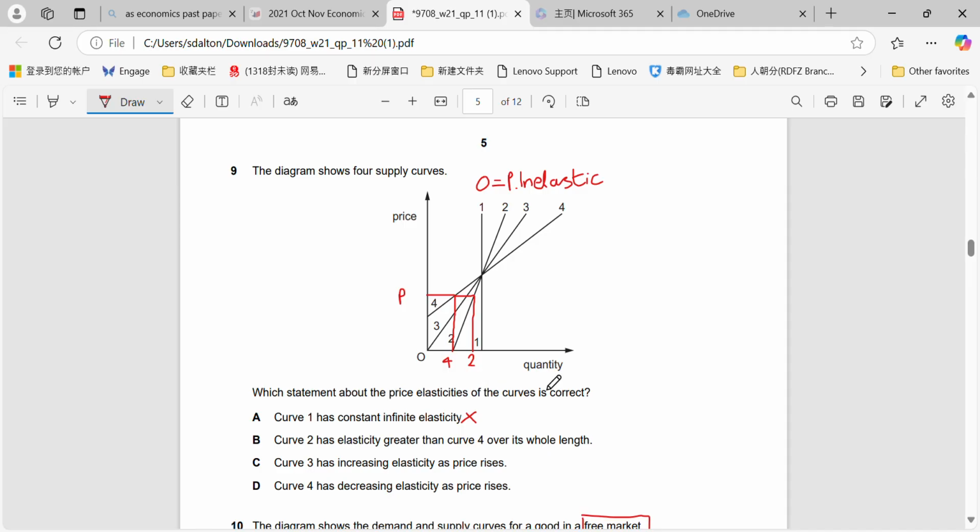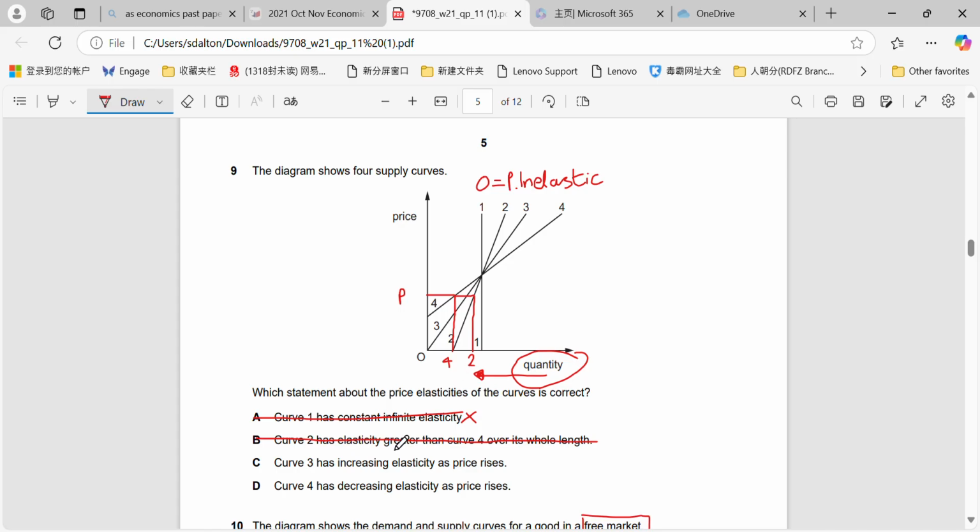And the theory is very simple. The further we are to the left in the quantity, any change in the price is going to result in a greater percentage change in the quantity. Because curve 2 is further along to the right, the quantity would be bigger, and therefore any change in price would result in a smaller percentage change in the quantity. So curve 4 actually has a greater elasticity because it is further to the left in terms of the quantity, which means that any change would have a greater percentage change in its quantity supplied.